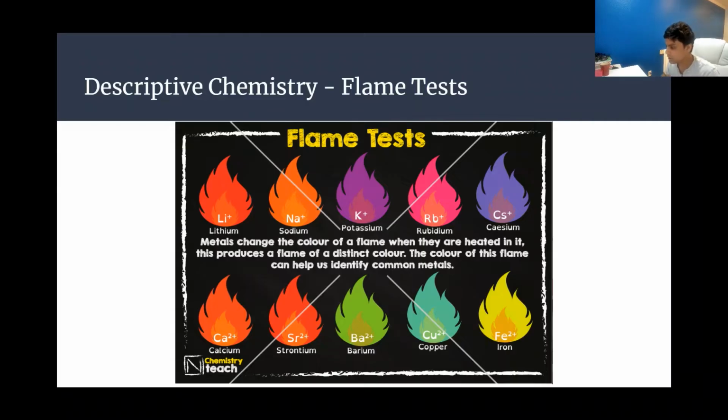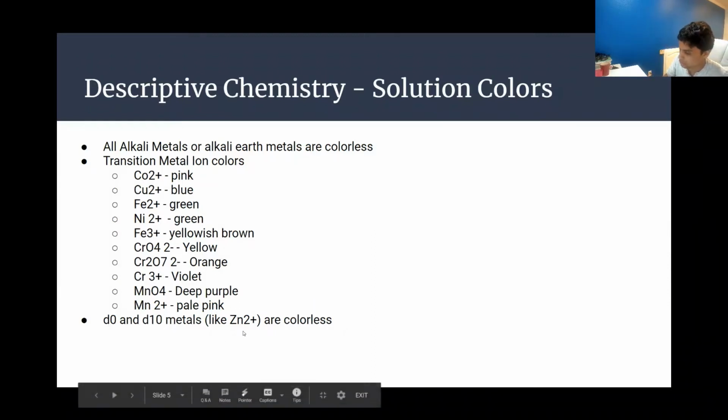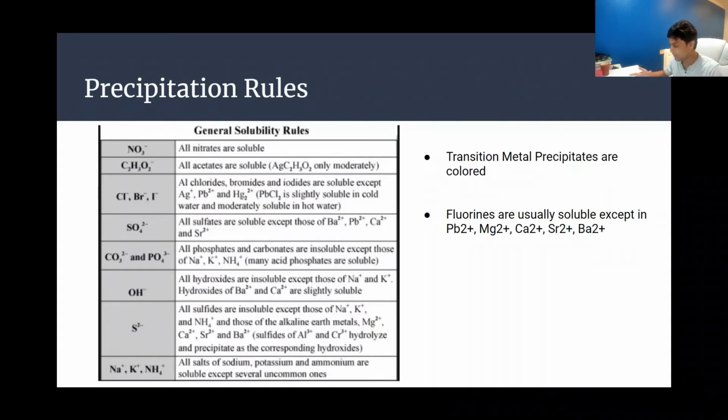Descriptive chemistry: I can't really teach you how to memorize this, just memorize it on your own. Same with solution colors. Also, all alkali metals are colorless. And also keep in mind that d0 and d10 metals like zinc 2+ are colorless, because in d0 metals there are no d electrons to get excited and emit color, and in d10 there's no space for any electron to jump to the next level and emit energy.